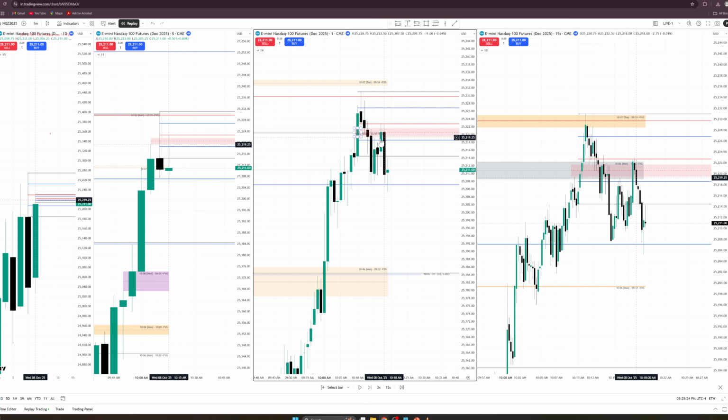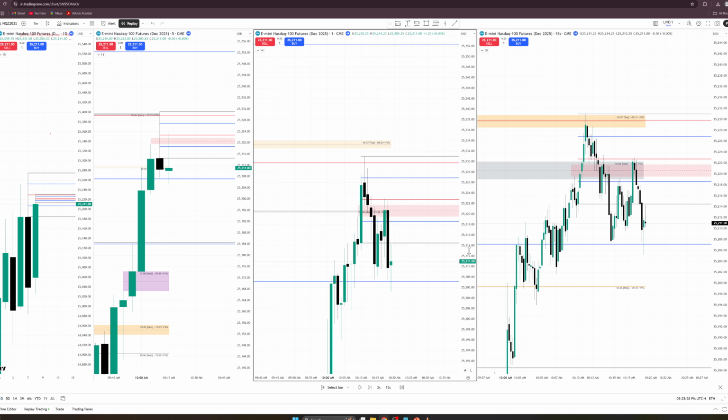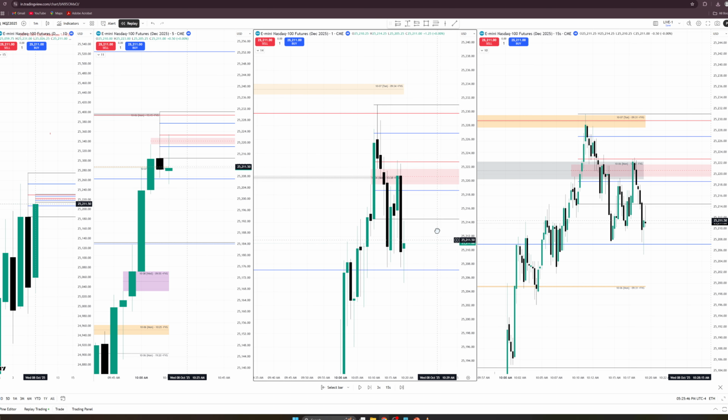You can see on a 1 minute chart, price did not close above this balanced price range. We had a volume imbalance here, so price came back into this volume imbalance. At the same time, we have this premium array quadrants plotted. So the price went back into 50% of this premium wick and then rejected.